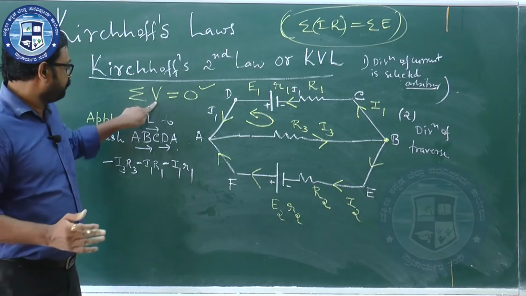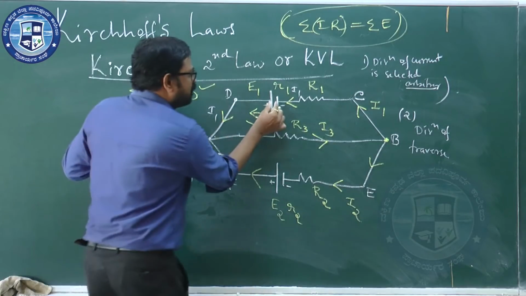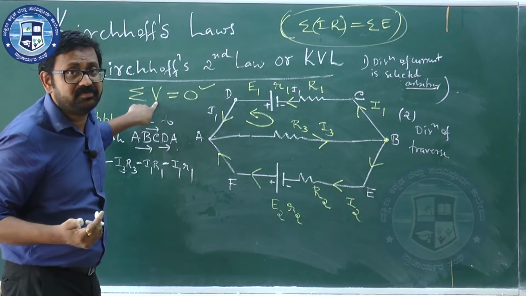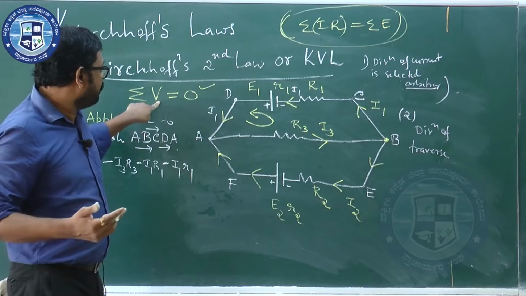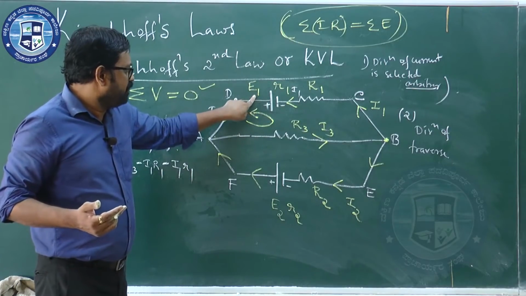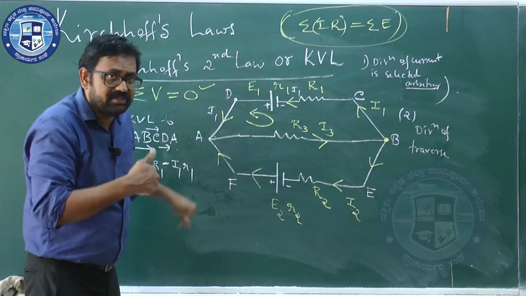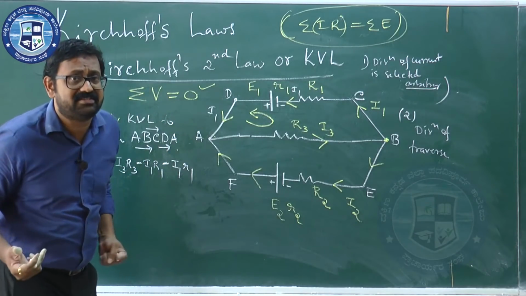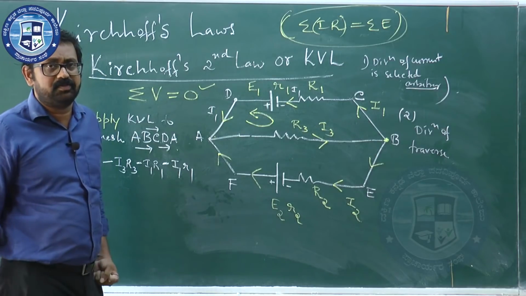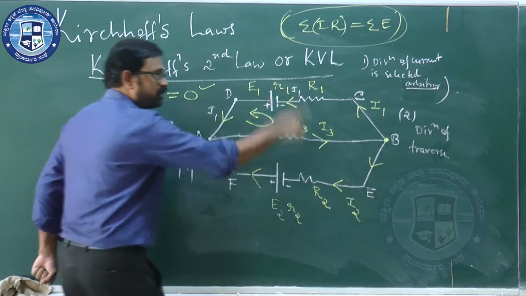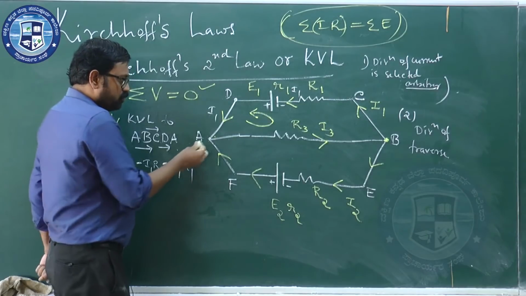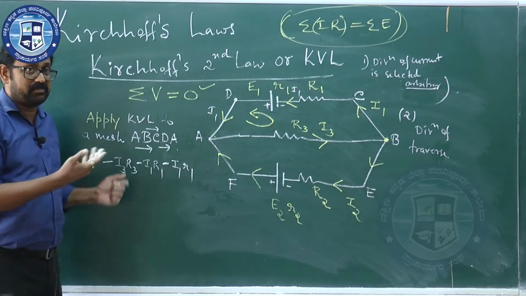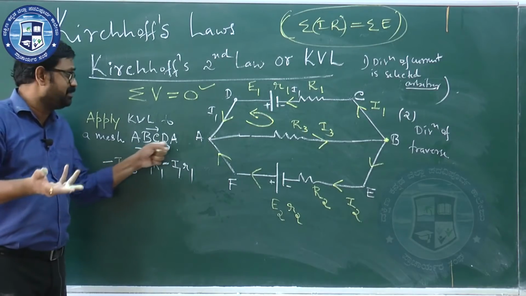Don't you think there is a potential drop across the cell also? There is an EMF also. So this EMF, E1, I would include in this, because the algebraic sum of V across the resistors and across the cells in the given mesh or loop should be equal to 0. So the product of IR is over. Now you start from A again. A to B. Why am I taking A to B? Because the mesh which was selected is A, B, C, D, A.